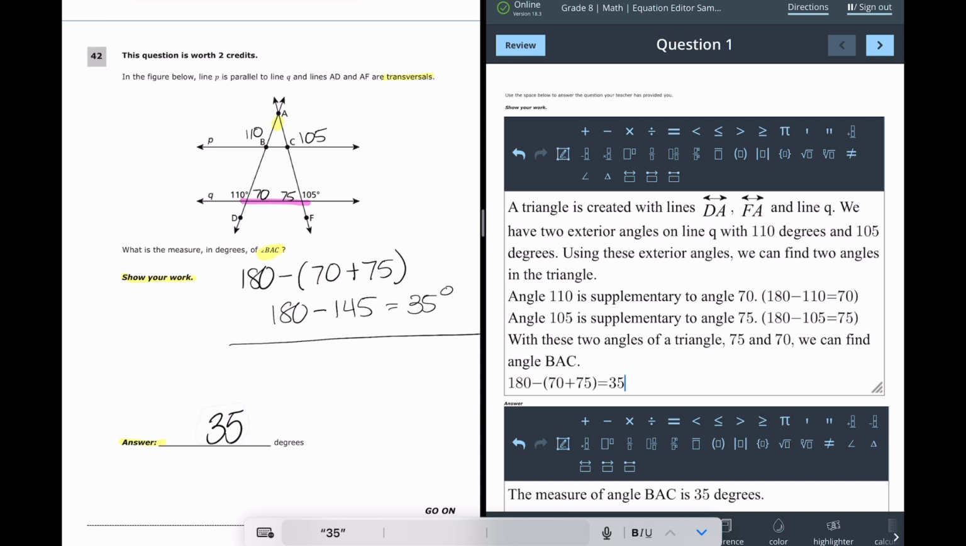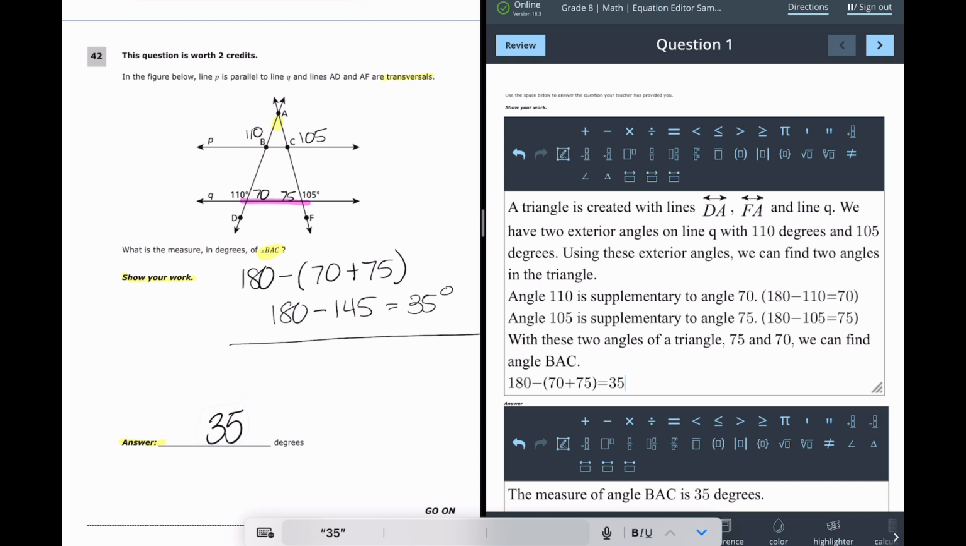This one was really challenging for me, so I want to reread this and just make sure that my thinking is pretty clear. So a triangle is created with lines DA, FA, and line Q. We have two exterior angles on line Q with 110 and 105 degrees. Using these exterior angles, we can find the two angles of the triangle.